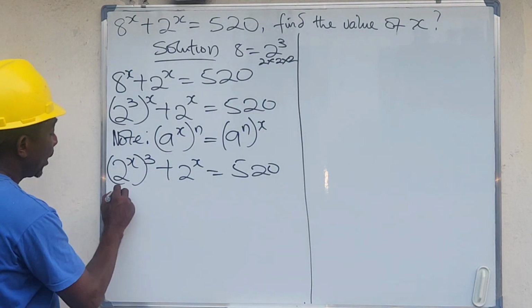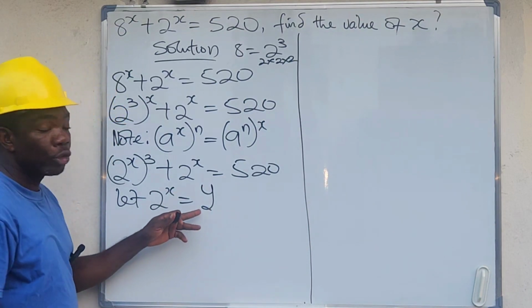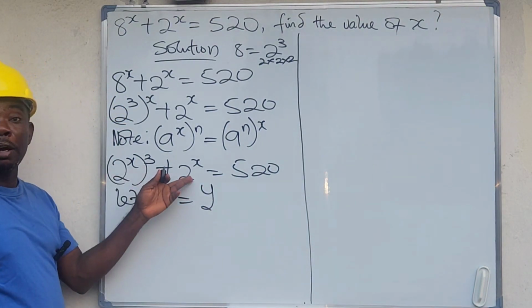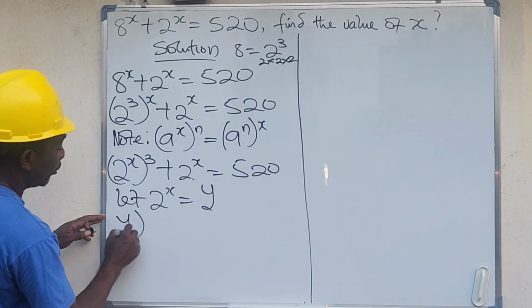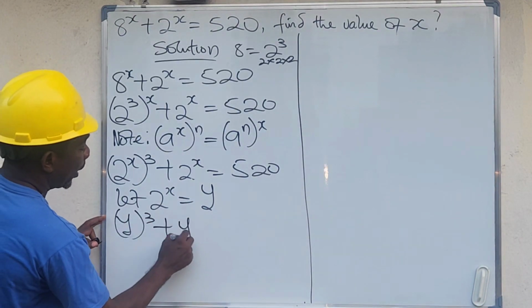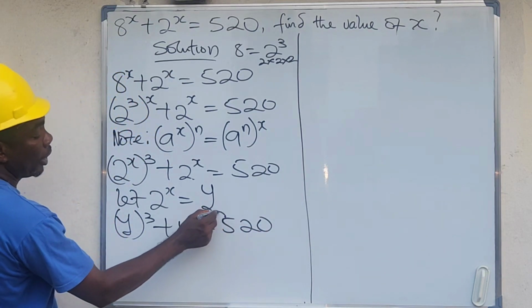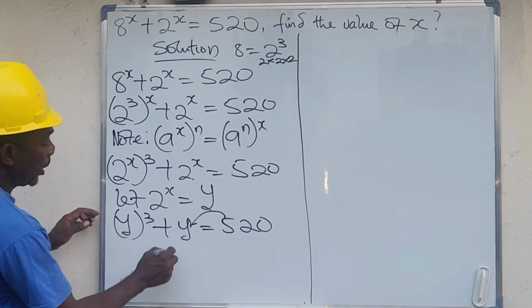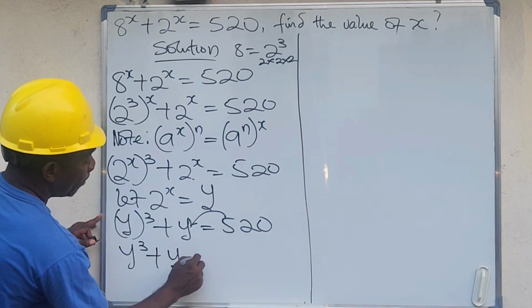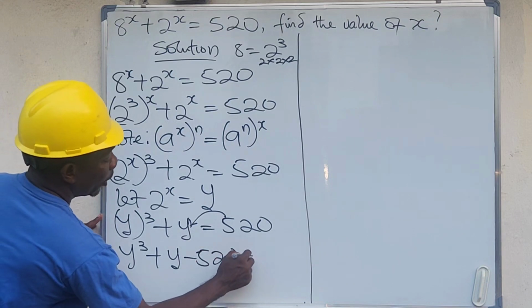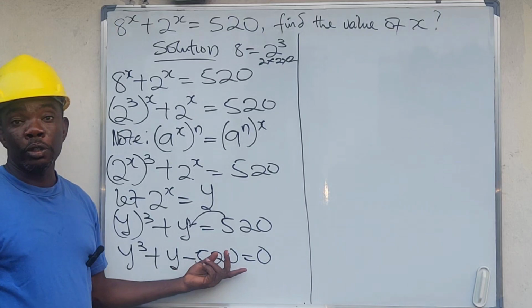So we'll say let 2 raised to the power of x equal y. Substituting y in the place of 2 raised to the power of x, we have y raised to the power of 3 plus y equals 520. This 520 will be transposed to the other side and become minus. So we have y raised to the power of 3 plus y minus 520 equals 0. In this case, this is a cubic equation.